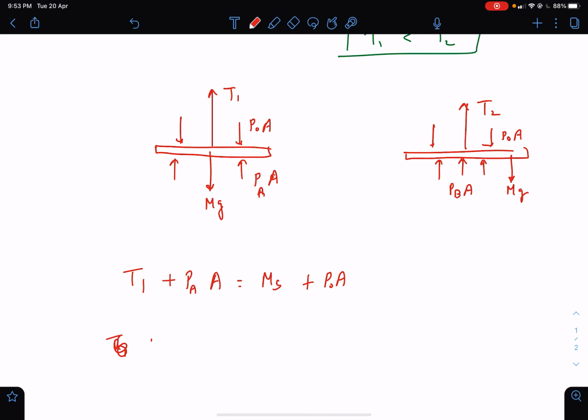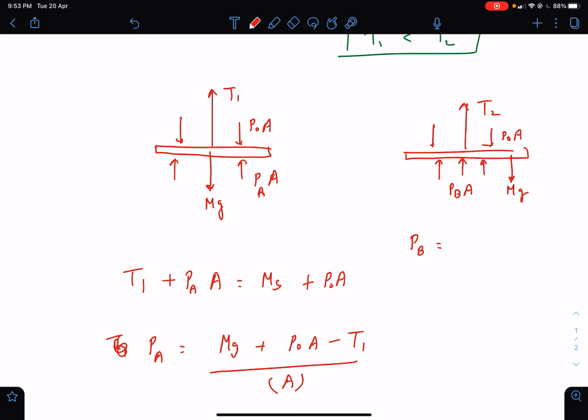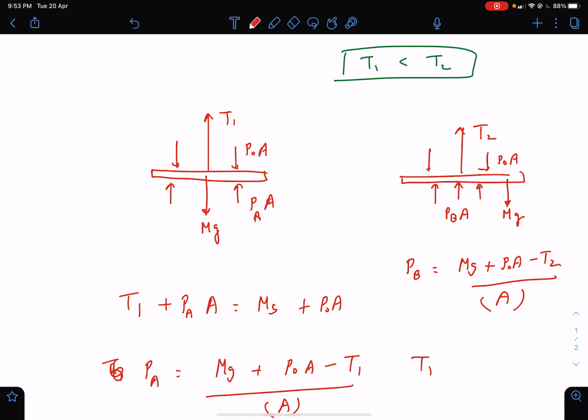So what is this pressure on the tank A? PA equals mg plus P0 A minus T1, divided by the area. So this is the pressure at the top of tank A, which is on the left. Similarly, the pressure at the top of tank B, which is to the right, is equal to the same mg of the piston, the same P0 A, but the tension is T2 and the area is A, the area of the piston. So this is the pressure at the top. So what we can understand is that at the top of tank A, the pressure will be higher. Why the pressure will be higher is because T1 is less than T2.